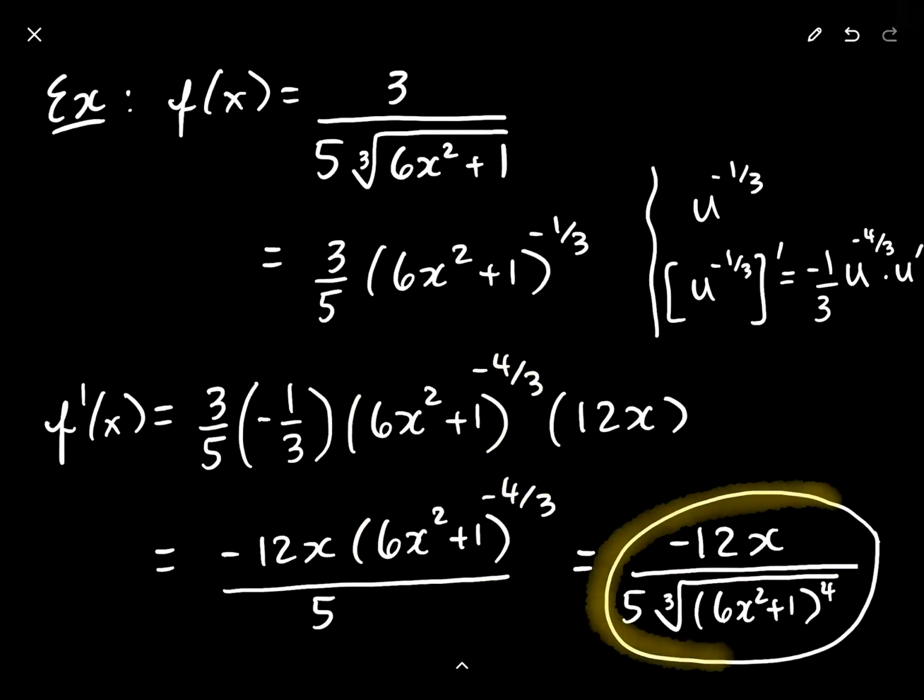And you can also rewrite it back in the radical notation. The power is negative, so it will go in the denominator. And it's to power 4 and cube rooted. So we have the cube root of 6x squared plus 1 all to power 4.